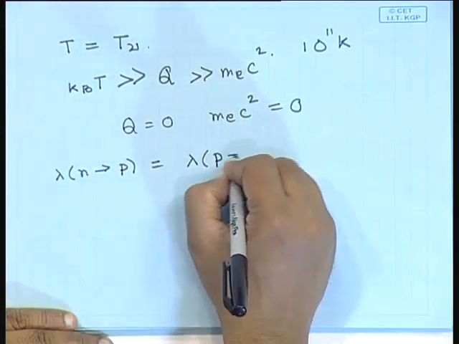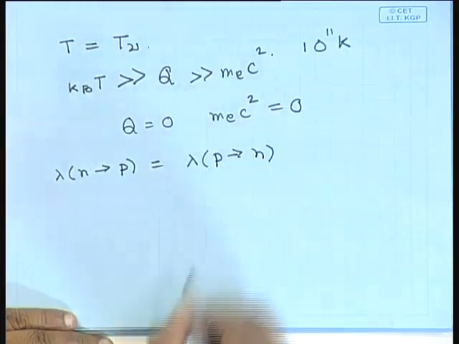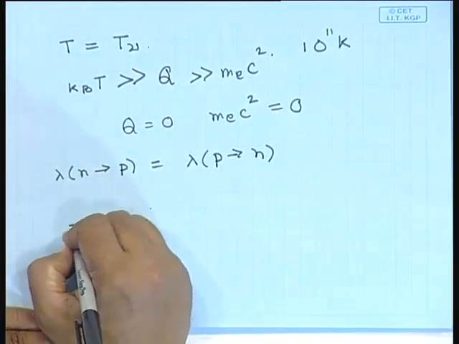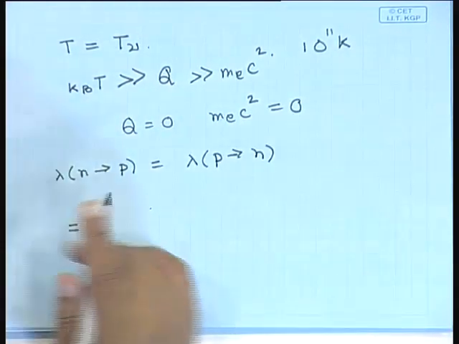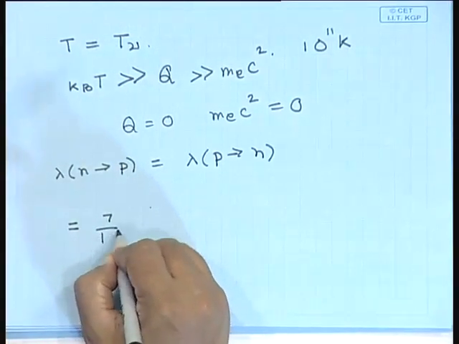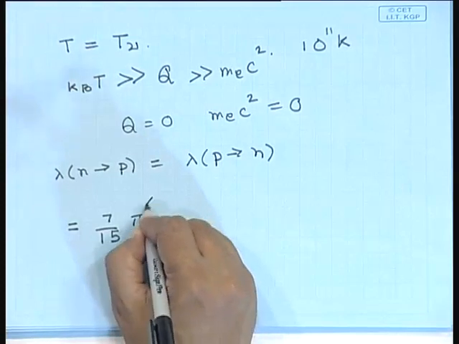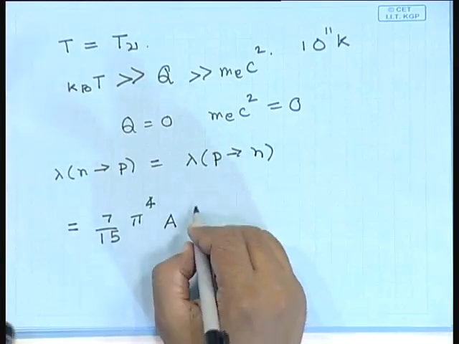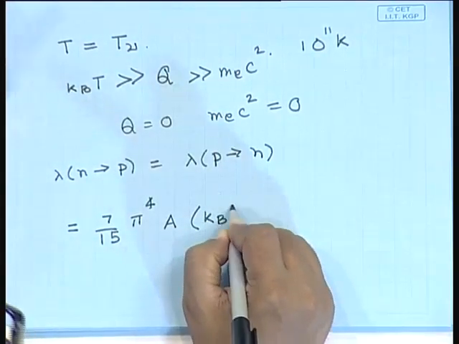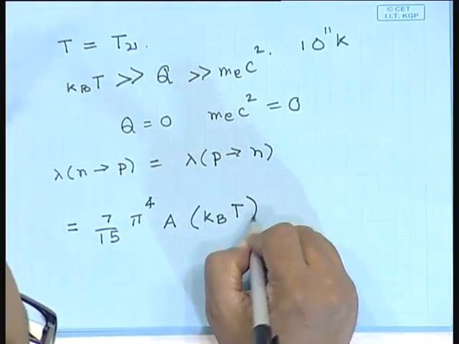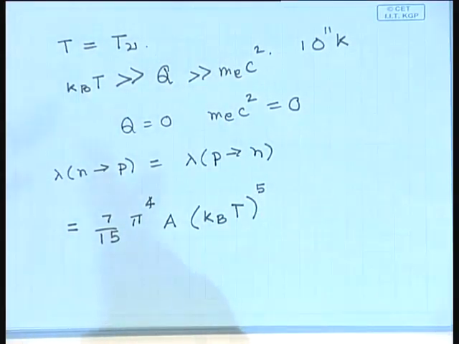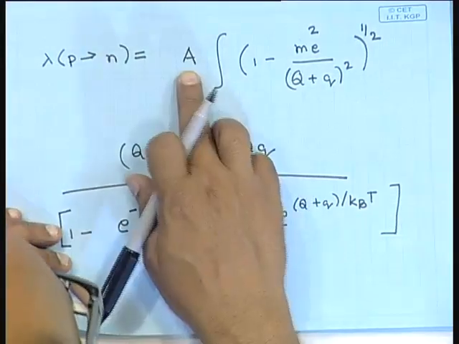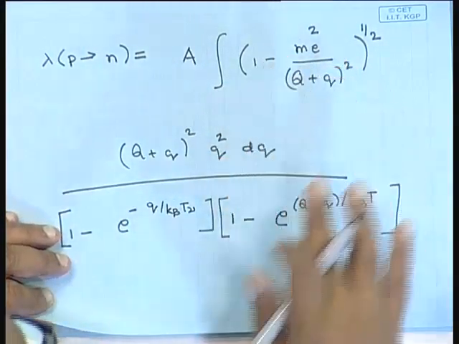equal to the proton to neutron reaction rate. And you can do the integral; what you get is that this turns out to be equal to 7 by 15 pi to the power 4 a k_B T to the power 5. So you can actually do the integral over here under this assumption. So this term can be dropped.